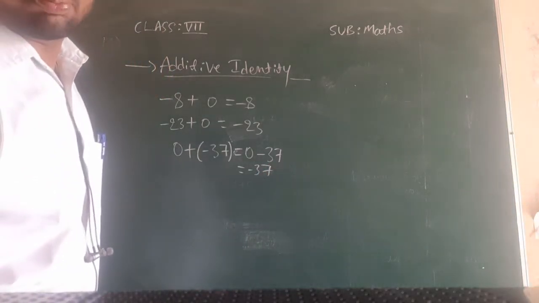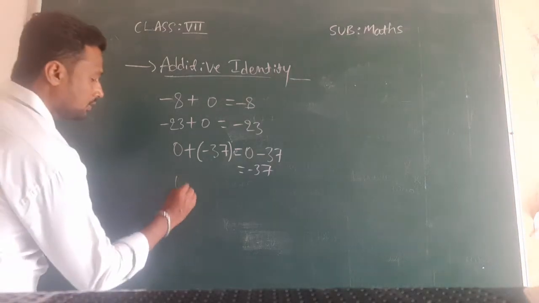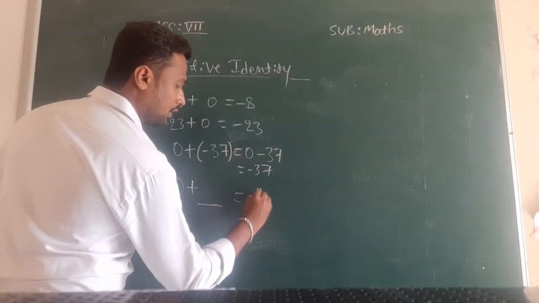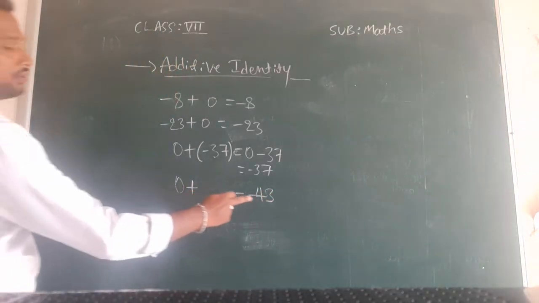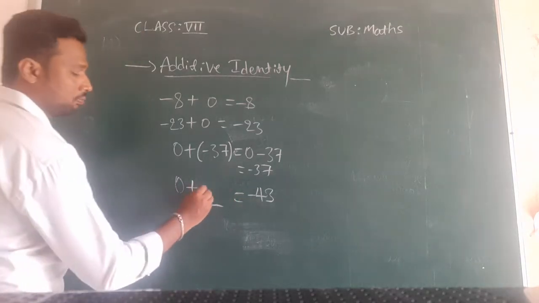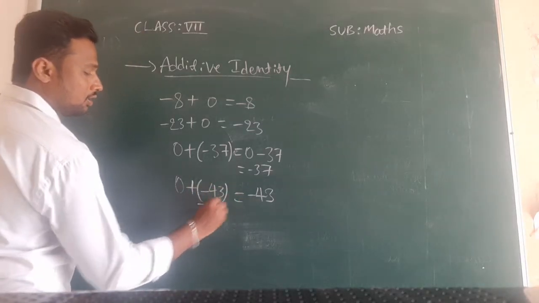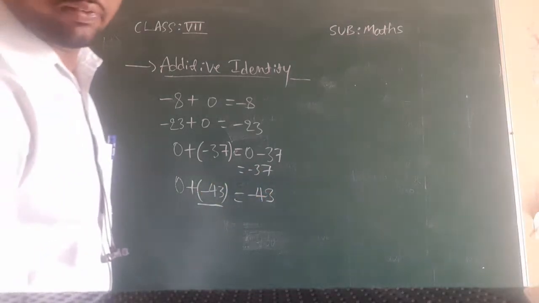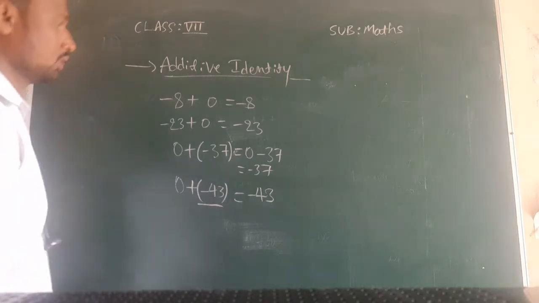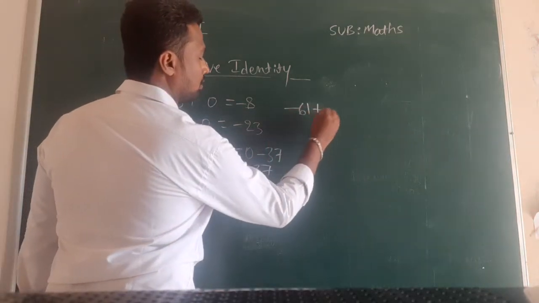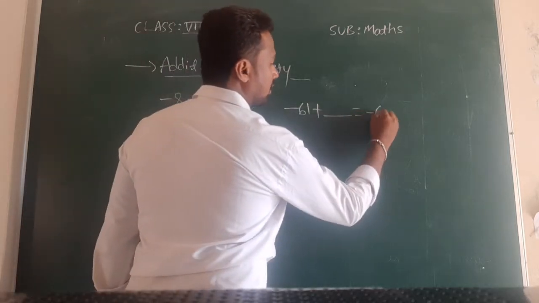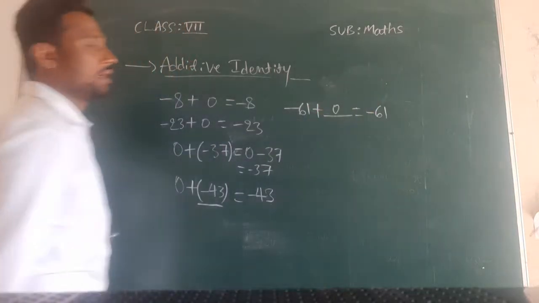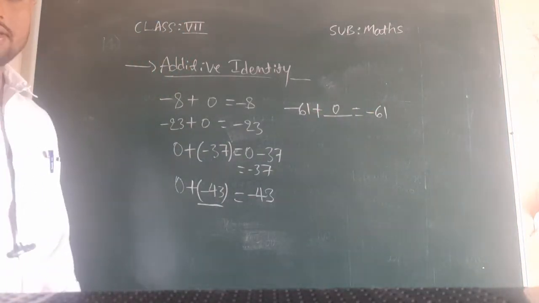Okay, next one more example. Here they have given 0 plus blank equals minus 43. So what will we add to this 0 to get minus 43? Minus 43 only we will add, so that we get minus 43 as the answer. Again one more example: minus 61 plus blank equals minus 61. So what will we add here? We will add 0 only, to get the same answer minus 61.